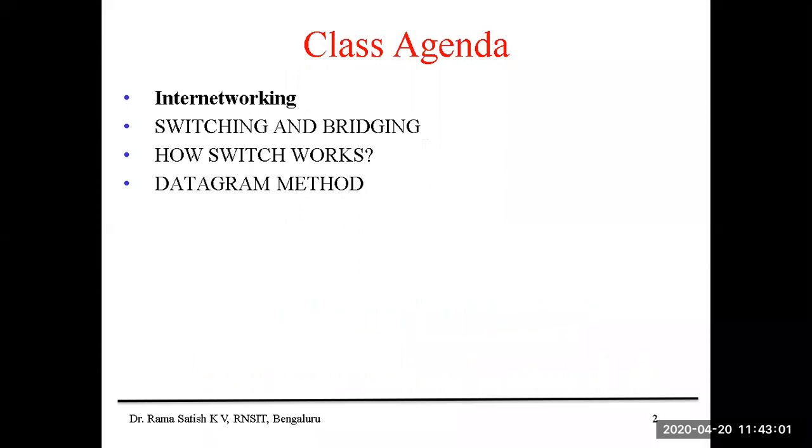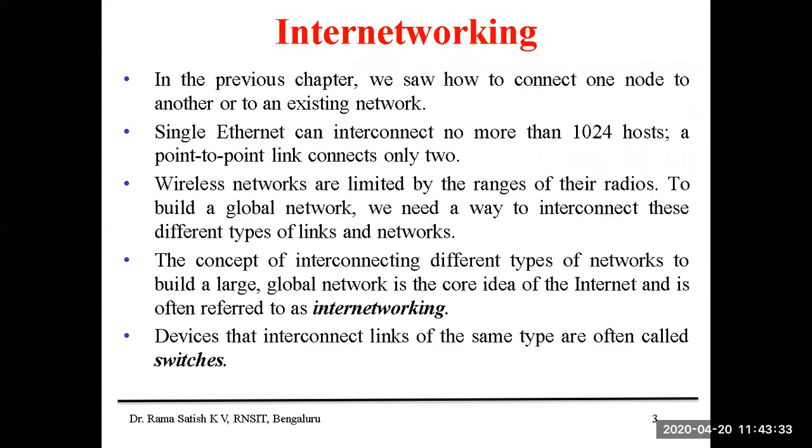In today's class, we introduce the concept of internetworking. We'll discuss what switching is, what bridging is, and how exactly a switch works. There are three methods by which switching works: the datagram method, virtual circuit, and source routing. These three are the methods we are supposed to understand in this topic.